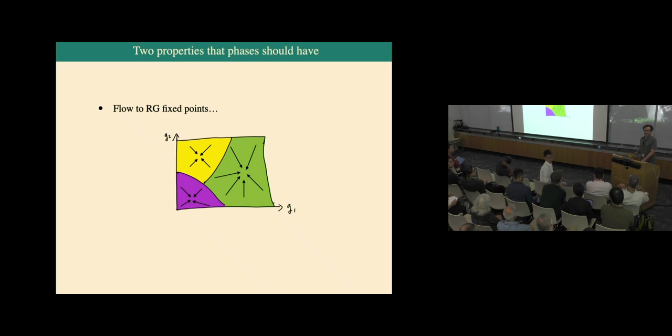Do you want to have a unique RG fixed point, or at least one? Yeah, uniqueness is an interesting question. I would just say at least one. I don't want to make any claim about uniqueness. I'm not sure about that. Yeah, good question.